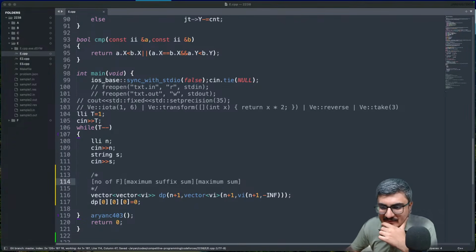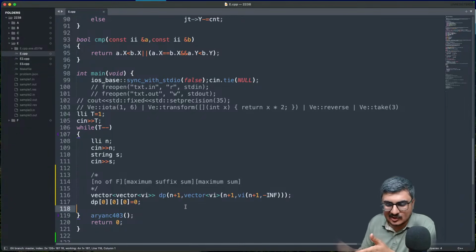Maximum sum, why do we need to maintain it? So actually the reason is you can figure out maximum value only when you have processed all the n elements so far. You cannot do it before it. So that's why we are maintaining total number of f and the maximum sum seen so far.